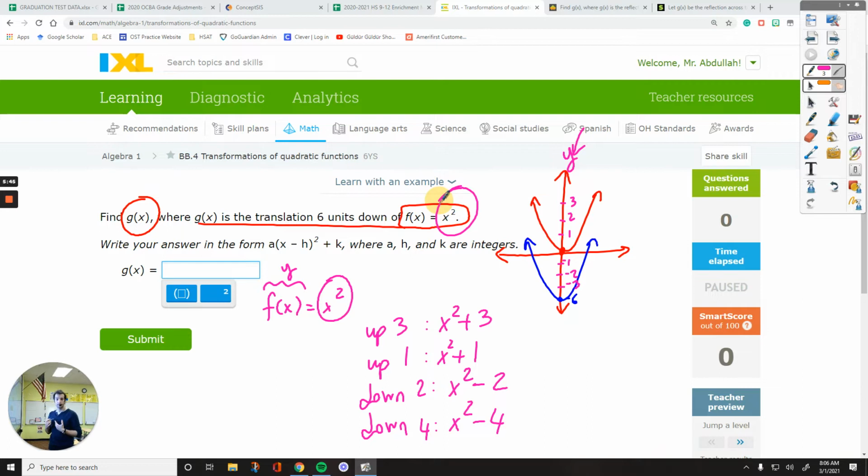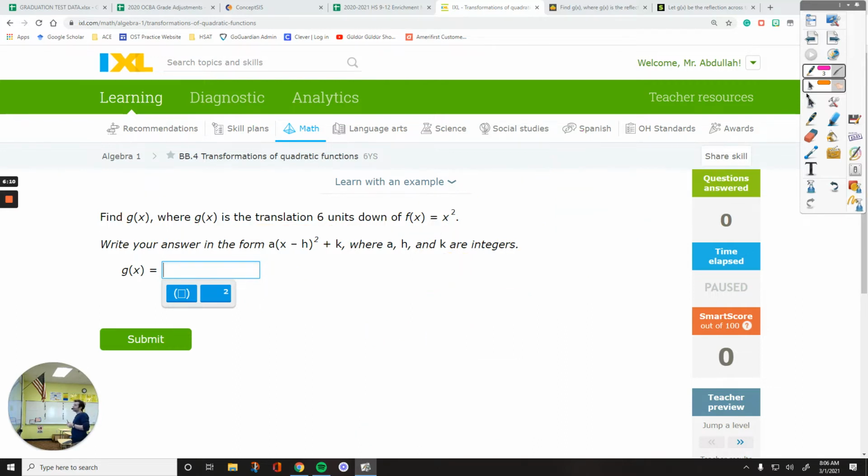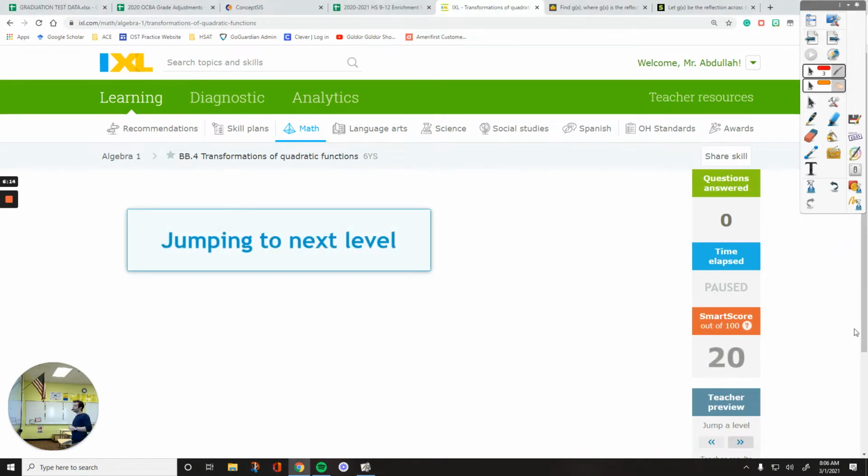This is our function. F of x is on the left side and it equals x squared. So move it down 6 units. Subtract 6 from it. X squared minus 6. Okay? So now that's how we do the translation. And again, if it says go up, the first 2 could be used as your examples. Now let's move on to the next level and see what type of questions we have.